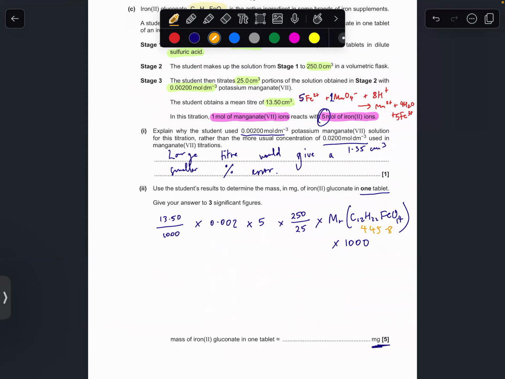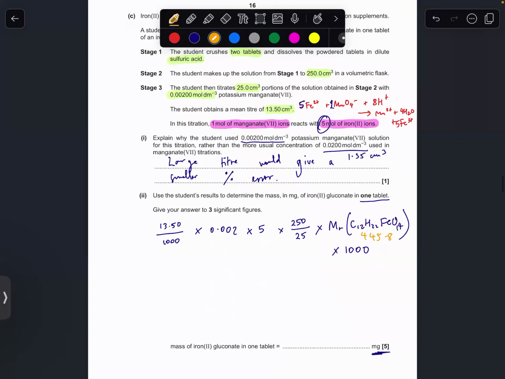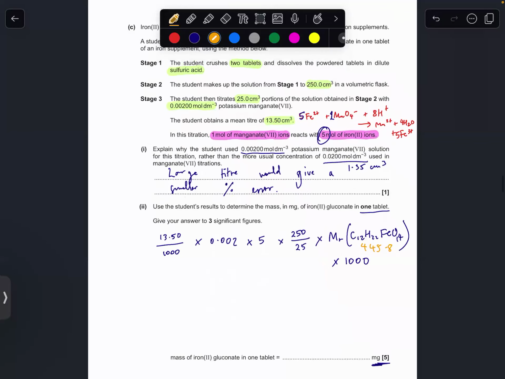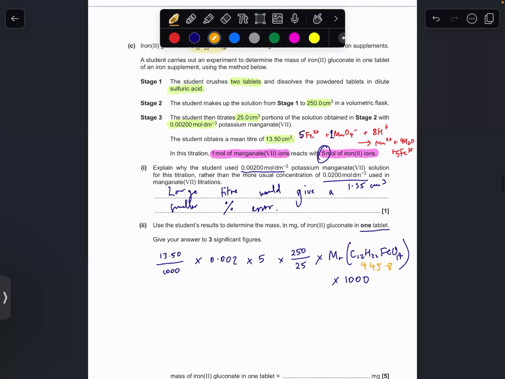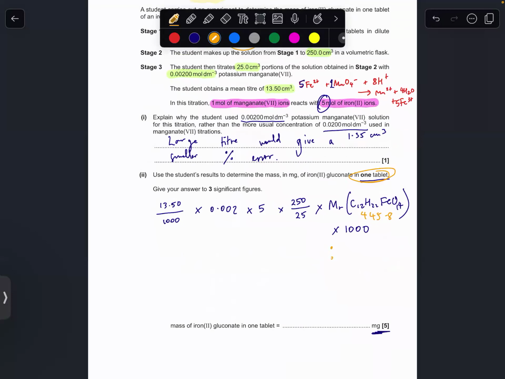Then we have the volume divided by 1,000, times the concentration, times 5, times 10, times 445.8, times 1,000. The readings we got are for 2 tablets, but the question asks about only 1 tablet, so we need to divide by 2 at the end, which is a crucial step. It wants it to 3 significant figures, and we get 301.